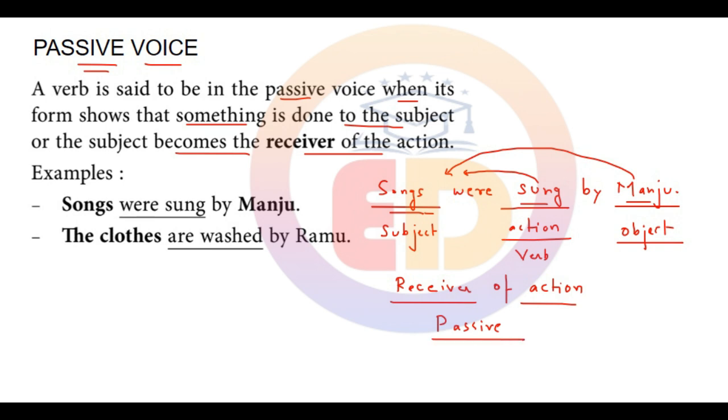Second example: the clothes, subject, are washed, action or the verb, and Ramu is the object. In this sentence, the subject clothes are not performing the action, but the action is being performed on them, of washing.